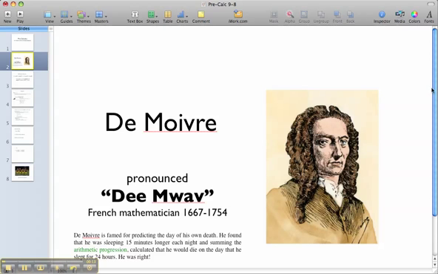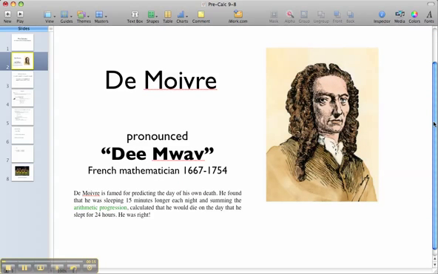All right, look at this kind gentleman. His name is Mr. De Moivre. De Moivre. Say that a few times. De Moivre, French mathematician who came up with this famous theorem, which we're going to talk about today. One of the other interesting parts about his life is that he could predict the day of his own death. So that was pretty cool, I guess.